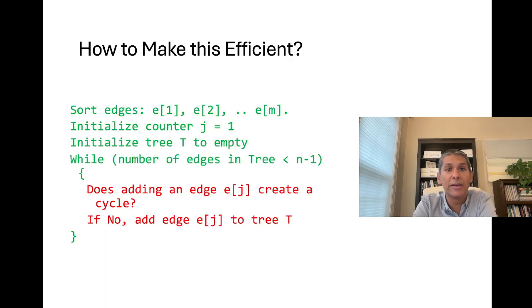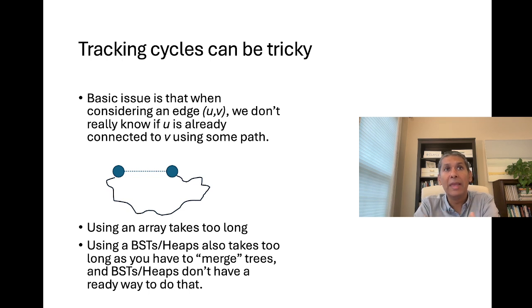If we take a little time complexity view of it, there are parts that we easily know how to do. We know how to sort, we know how to initialize, we can do some counter. But the part that we have to look a little closer into is, how would we track whether adding an edge EJ creates a cycle? And if not, how do we add edge EJ? Does that cost us any extra work, or not? The main observation here is that tracking cycles may not be that simple.